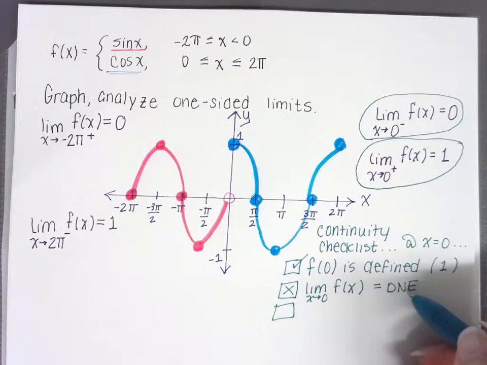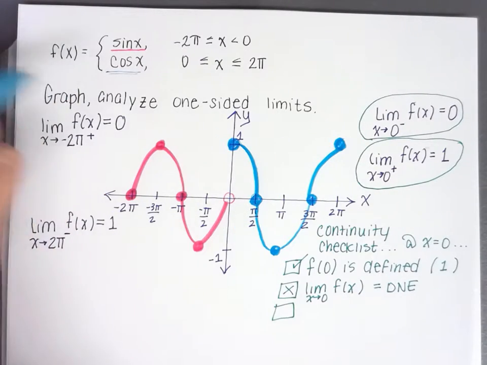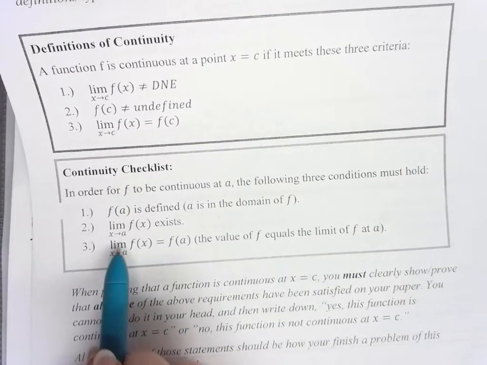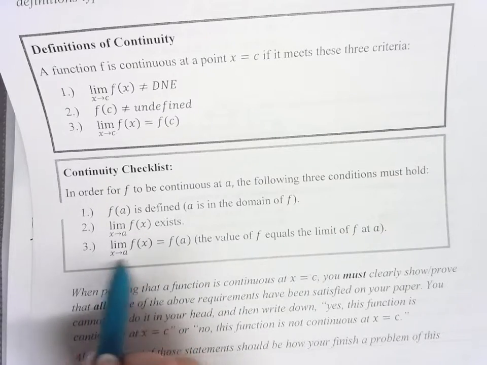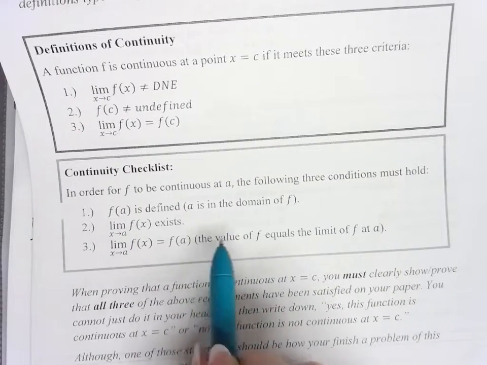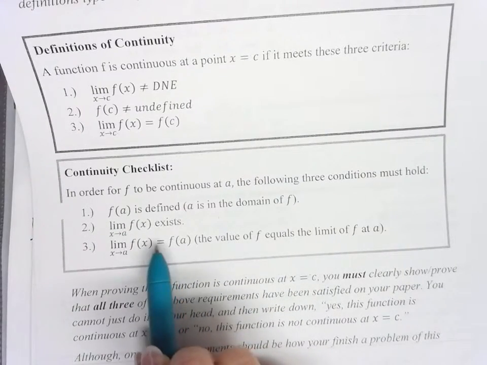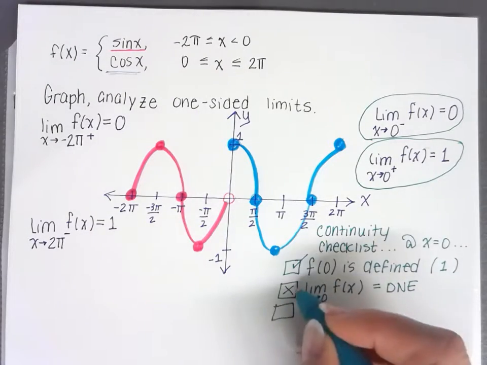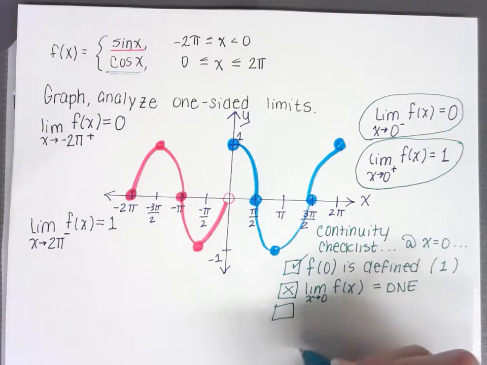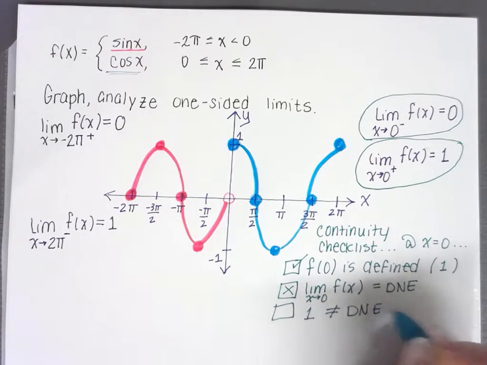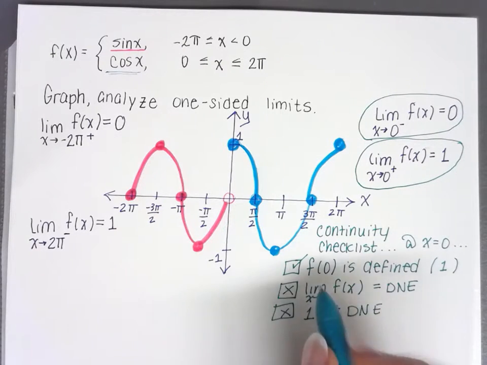If it did exist, and that did equal 1, number 3 would have to be true. So sometimes you'll get both of these to be true. Number 3 says the limit, which is essentially number 2, and f of a, number 1, the answers to both are equal to each other. That is when you're continuous. But we already know we're not continuous up here. So if one of them fails, you're automatically done. 1 does not equal DNE anyway, which is ridiculous, right? So of course that will automatically fail.